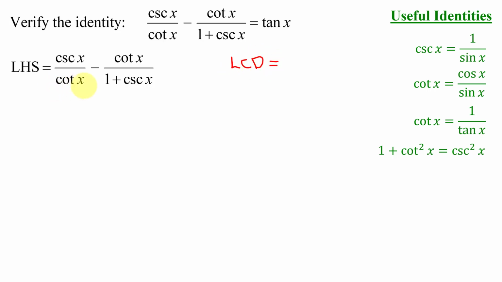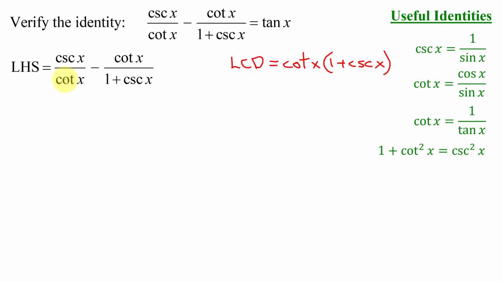To do that, you go to the first denominator. I need the cotangent of x. Go to the second denominator. Do I have a 1 plus cosecant x in my LCD? No. So I have to multiply by 1 plus the cosecant of x.